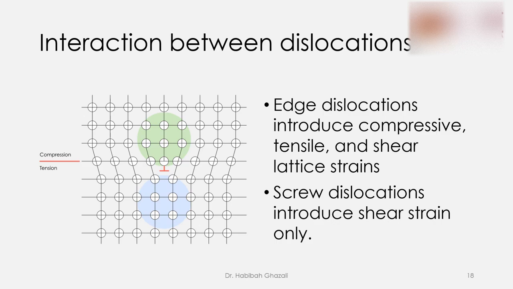And due to this distortion in the crystal structure caused by the introduction of these defects, the dislocations will interact with each other in a certain way. So if, let's say, I have two dislocations travelling along the same slip plane, and for both of them the extra half plane that has been introduced is on the top part, when they meet each other, how will they interact with each other?